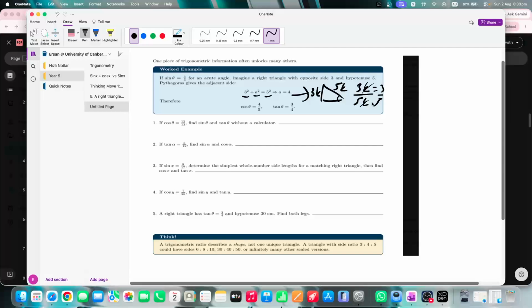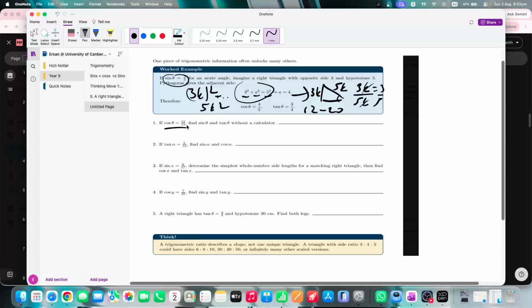What I mean by that is that you can have a sine value of 3 over 5, but the lengths can be something like 12 and 20. Do you know what I mean? So I don't want you to calculate it like this. I want to see something like 3k squared plus blah blah is 5k squared. Just so you know, this is going to be useful for you guys.